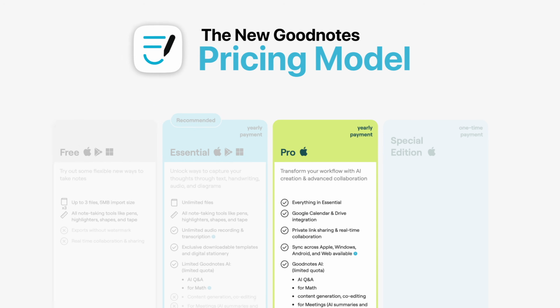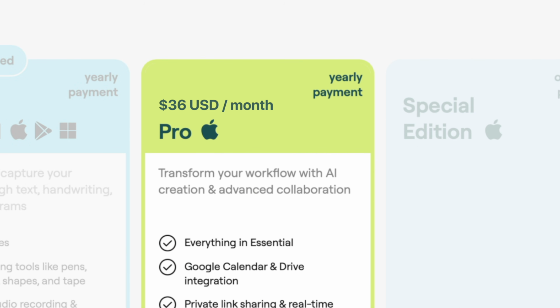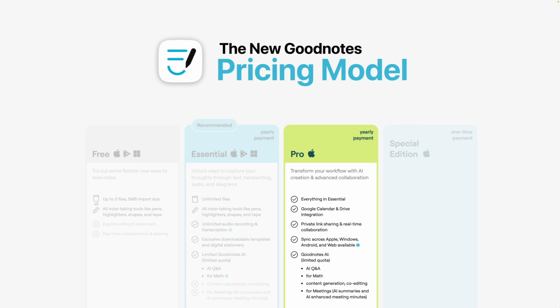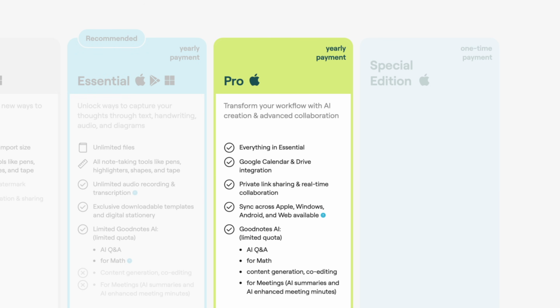So that's GoodNotes Pro. It comes in at $36 annually, $36 a year. That is around $3 a month. And you get everything that's in Essential. You get an integration with Google Calendar and Google Drive, which, for example, a lot of iOS people will already be using iCloud. You get private link sharing and real-time collaboration. I will say, though, I think the one feature that was in the previous version of GoodNotes 6 was real-time collaboration, so that's sort of gone up a tier.